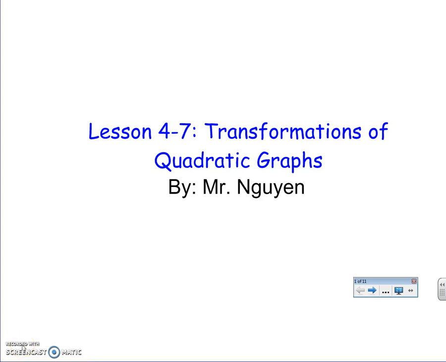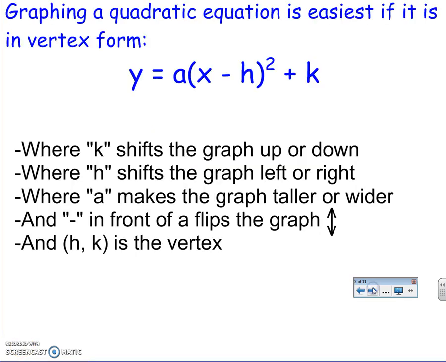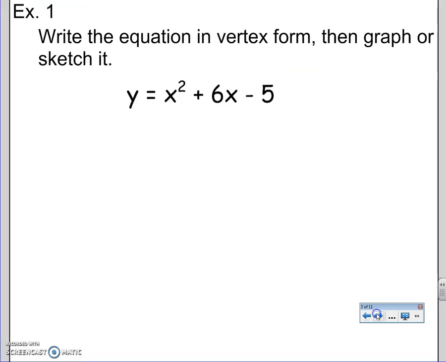Today's lesson will be about transformations of quadratic graphs. Graphing a quadratic equation is easiest if it's in vertex form. That is y equals a parentheses x minus h squared plus k, where k moves the graph up or down, h moves it left or right, and moves the opposite. A makes the graph taller or wider. The negative in front of a flips the graph upside down, and h comma k is the vertex.